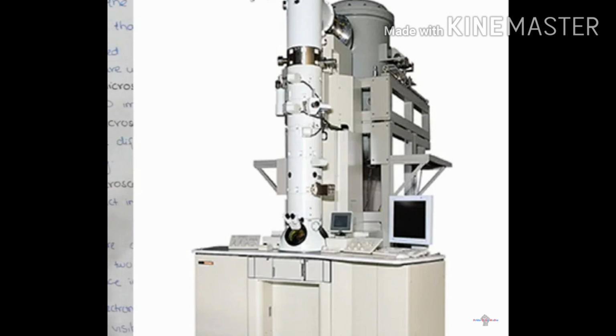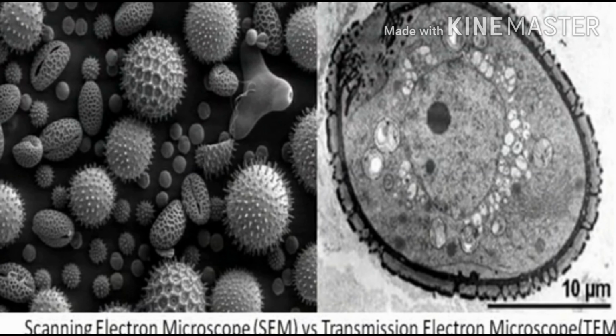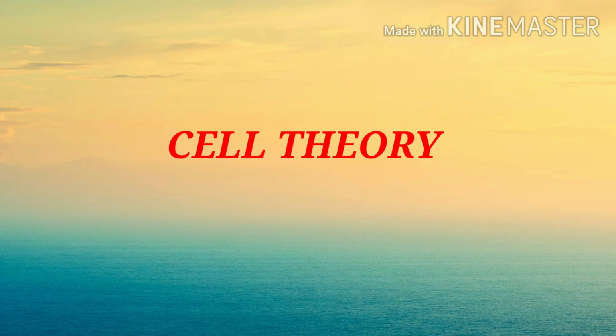You can see this is the picture of the electron microscope, and right now I am going to show you how both of the electron microscopes work. So this is a picture of, students, generally a pollen grain. This one is observed through a 3D image, that means it is seen by the scanning electron microscope, and the transmission electron microscope is generally used to see the internal structure of the pollen grain. So in this way both types of electron microscope generally work.